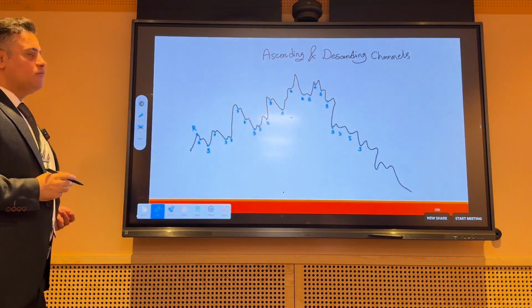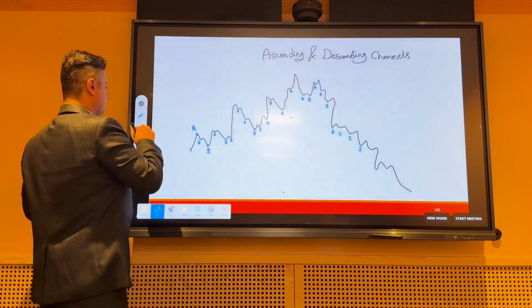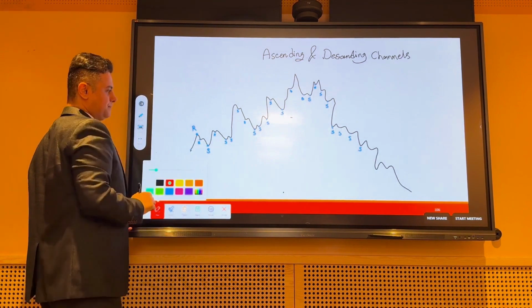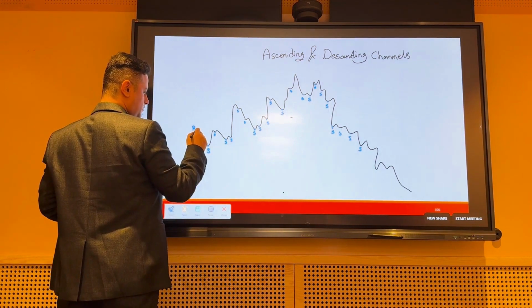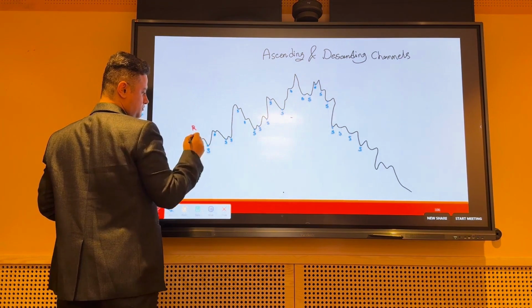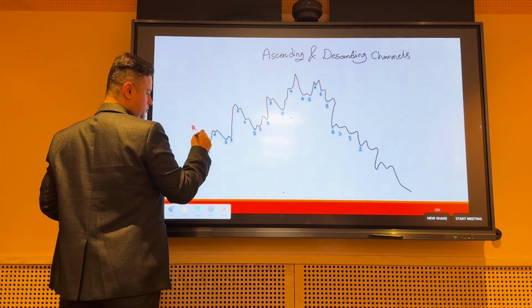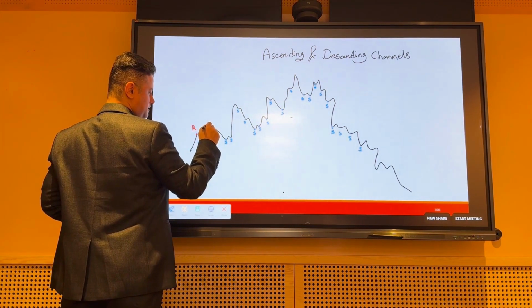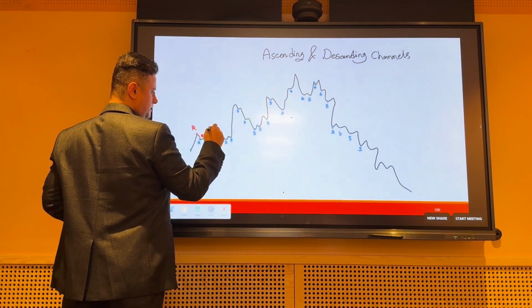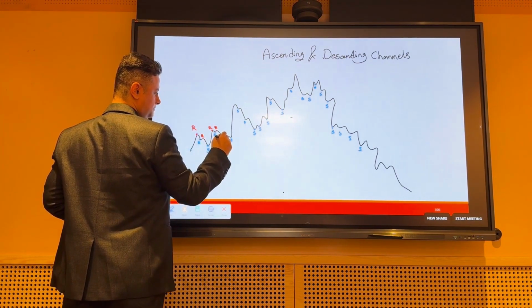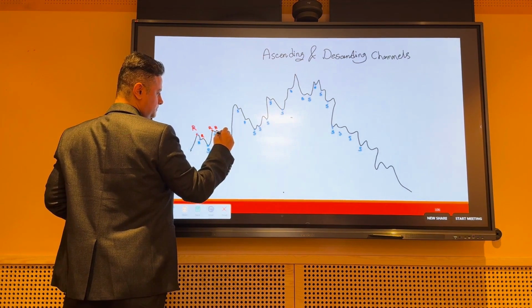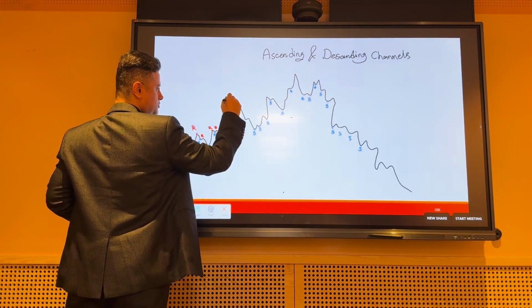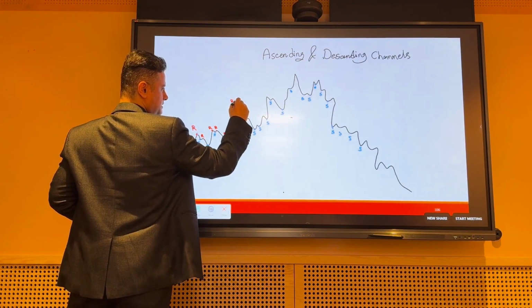Now, if we want to find the resistance points, I will show them in red. Well, here we have a resistance. Resistance has been created here. On the chart, we have a resistance here. We have one resistance here. Here, we have resistance here. Here, resistance.